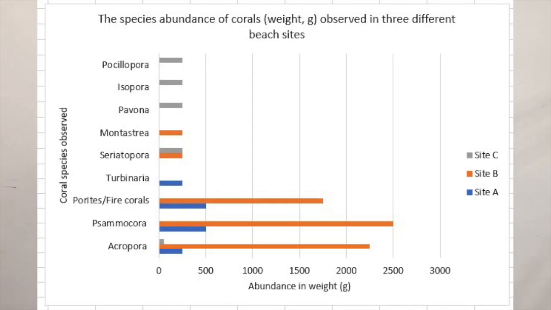Apart from species of dead corals observed, another parameter we measure in this experiment would be the weight of dead corals as representative of our species abundance. This result suggests that Acropora species is the most abundant coral species observed as it is present in all sites and its average weight is heaviest across all 3 sites.